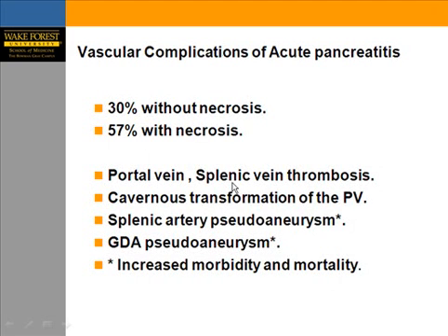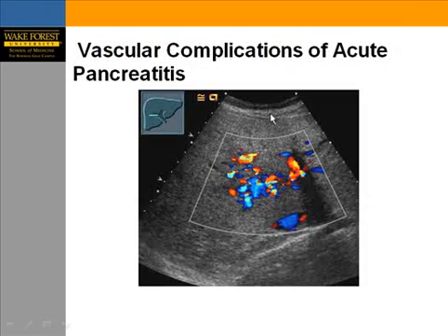Now, vascular complications of acute pancreatitis can be evaluated with color Doppler. 30% is seen without necrosis, 57% with parenchymal necrosis. The most common veins or vessels involved are the portal vein and the splenic vein. Now remember, you're going to get cavernous transformation of the portal vein as a result of occlusion or thrombosis of the portal vein. The arteries commonly involved with acute pancreatitis are the splenic and the gastroduodenal artery. Remember, the presence of aneurysms will increase the morbidity and mortality in these patients. So attention must be paid to exclude the presence of these vascular complications.